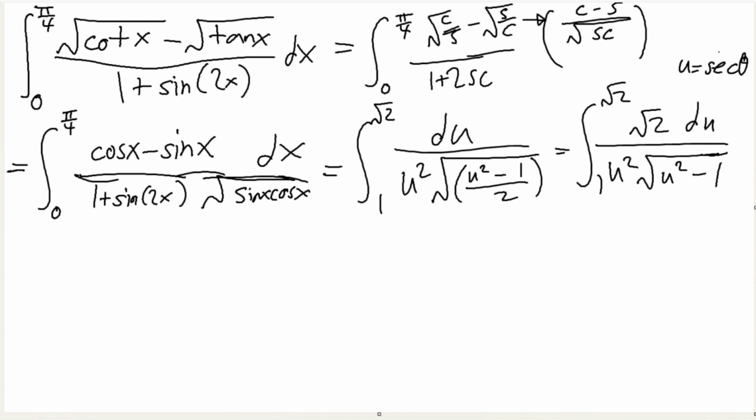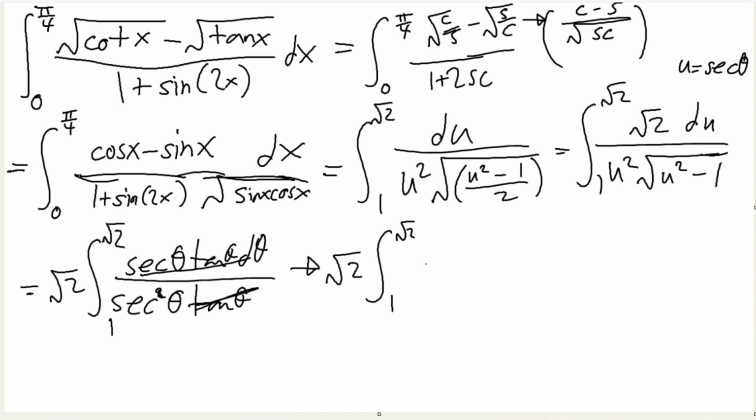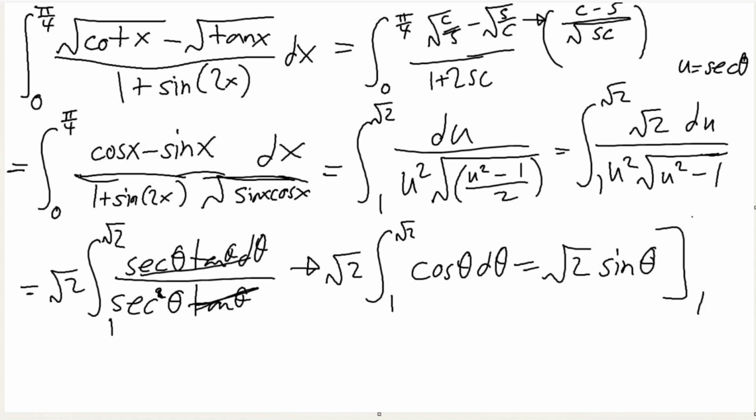Let u equal secant theta. Awesome, I don't mind this at all. From 1 to root 2, this becomes secant theta, tangent theta, d theta, and then we get secant squared here, and then we purposely made this tangent theta. Everything cancels out except, would you look at that? How beautiful. This is just cosine theta d theta, which is equal to sine theta. That's all we care about.